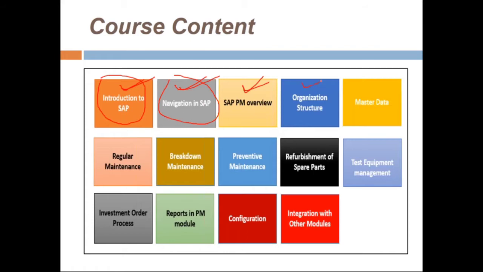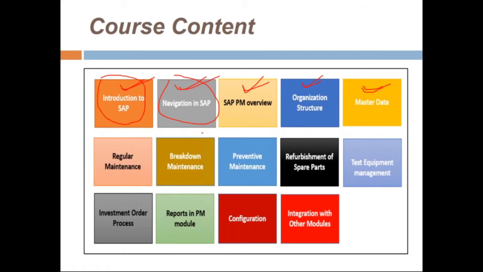Then we will see the org structure from the PM perspective. Okay, what is the organization structure? All those are mapped into the system. Then we will see the master data of the Plant Maintenance module, all functional locations, equipments, BOMs, all those stuff. Okay.